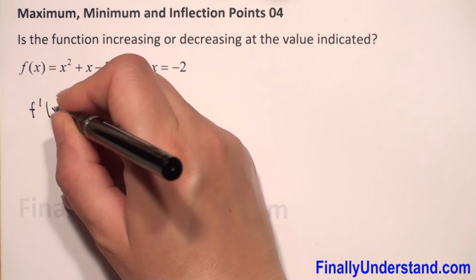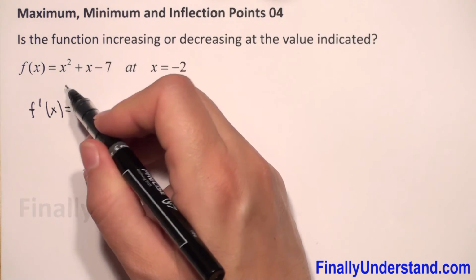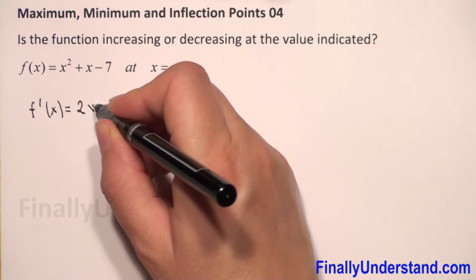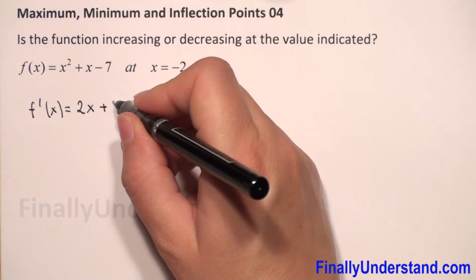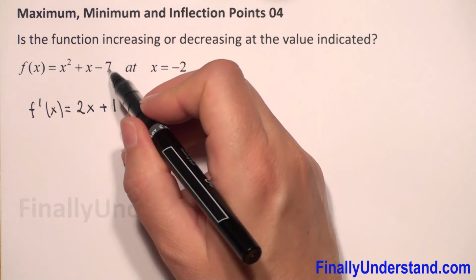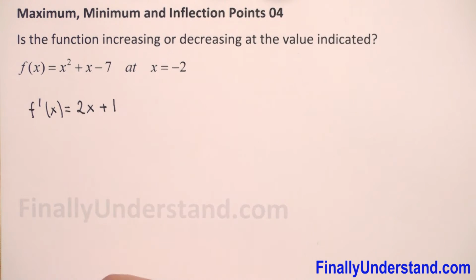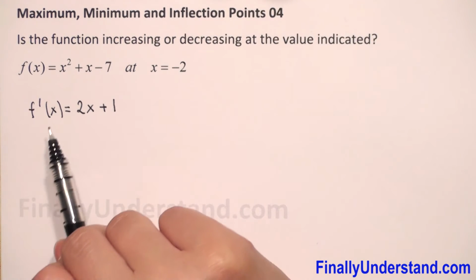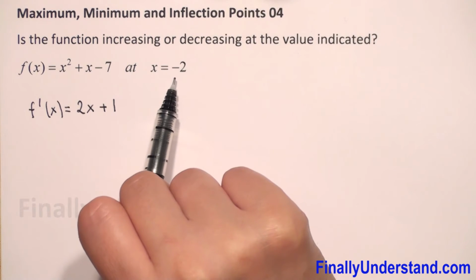F prime of x is equal to the derivative of x squared, which is 2x, plus the derivative of x, which is 1. The derivative of a constant is 0, so I don't have to write it. Now you have to replace x by negative 2.